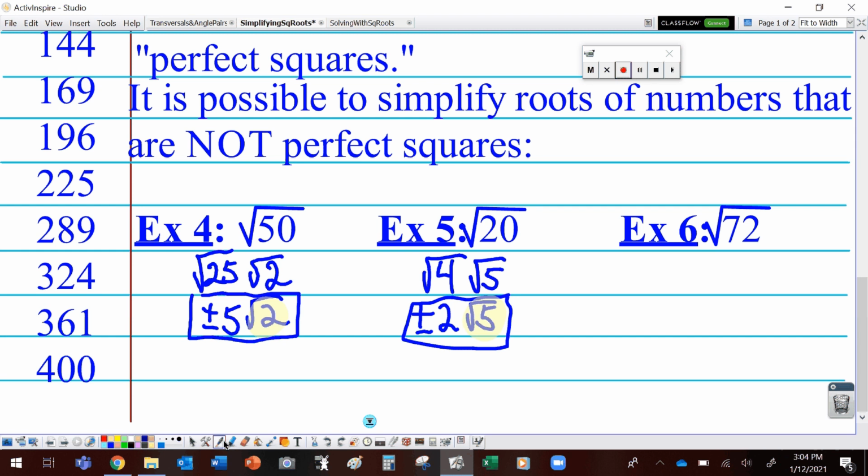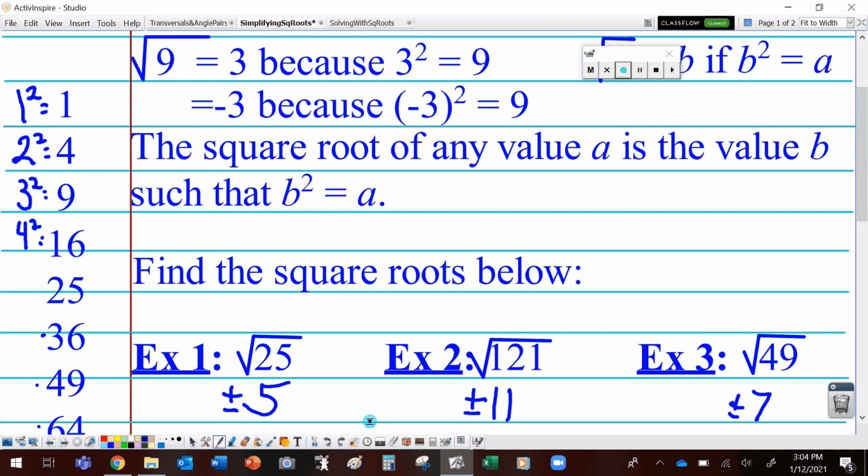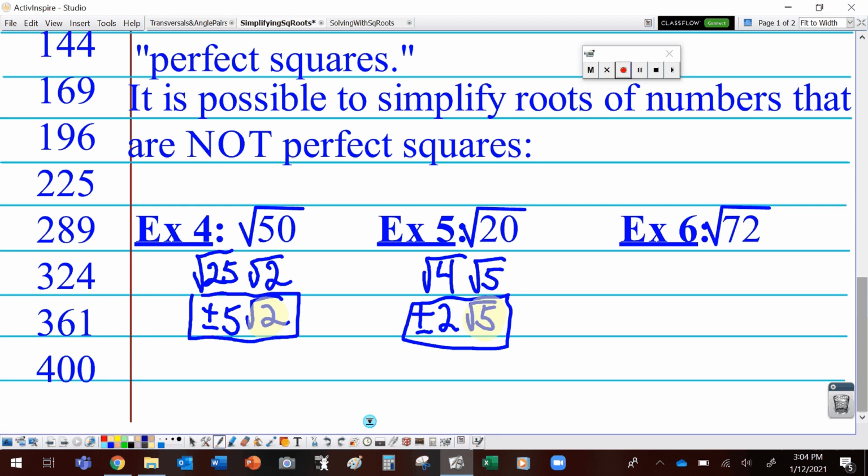Okay, so let's look over here at example 6 with 72. Now, if I look at 72 and I try to find a perfect square that divides evenly into it, someone's going to say, let's use 9. And that's fine. We can use 9. So we can split this into the square root of 9, and 9 times what gives me 72? Well, 9 times 8 gives me 72. And then the square root of 9 would be plus or minus 3 again. And then I can bring down that square root of 8.